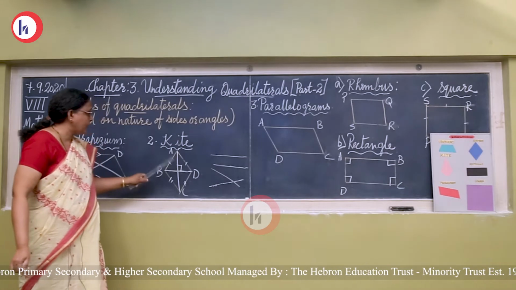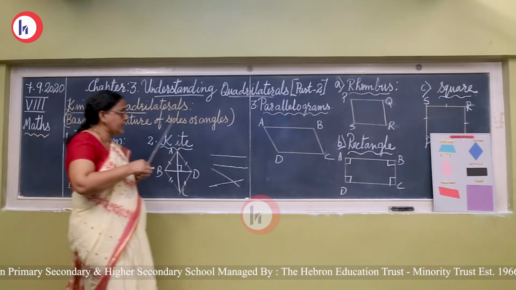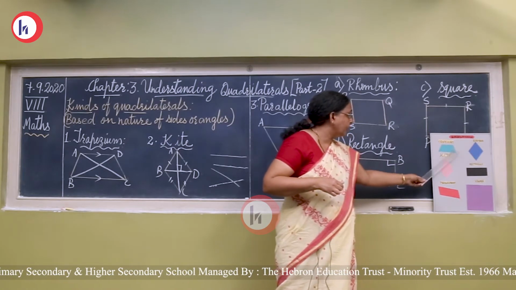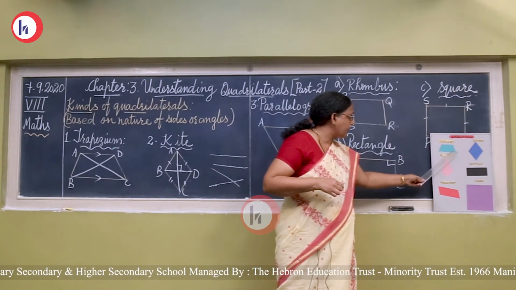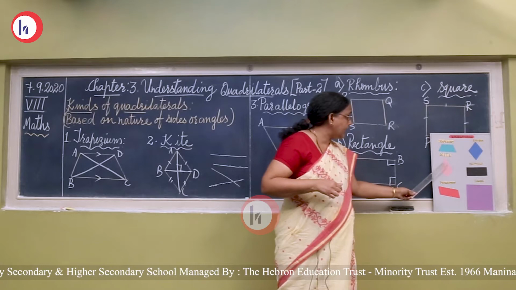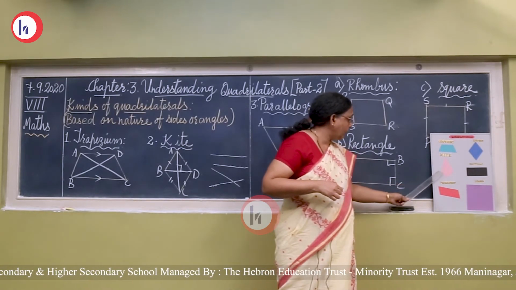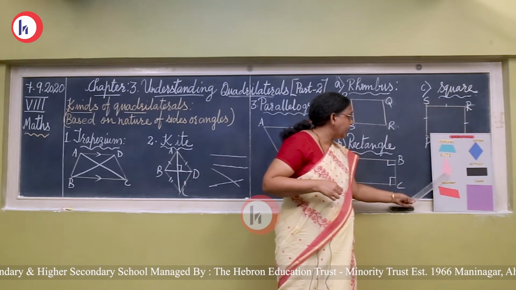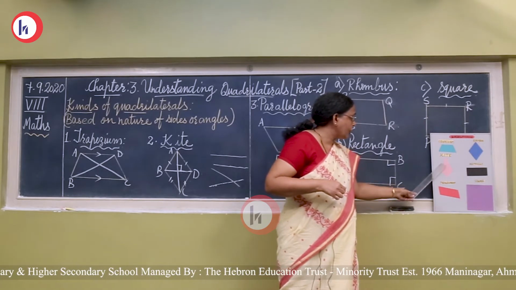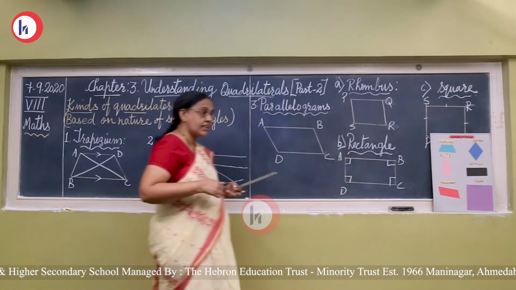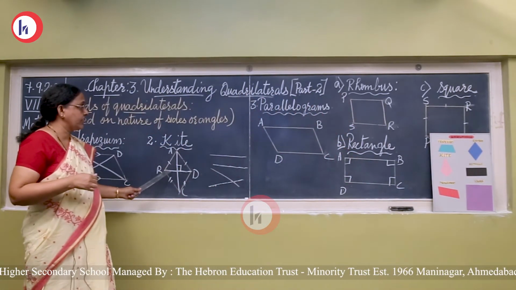These are the important properties of a kite. Here you can see in the picture. In the trapezium, I said only two lines are parallel. In the kite, I said that consecutive lines are equal, and you can see that only the consecutive lines are equal and the diagonals bisect each other at a right angle.